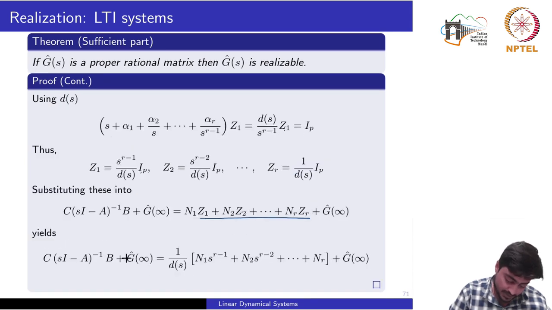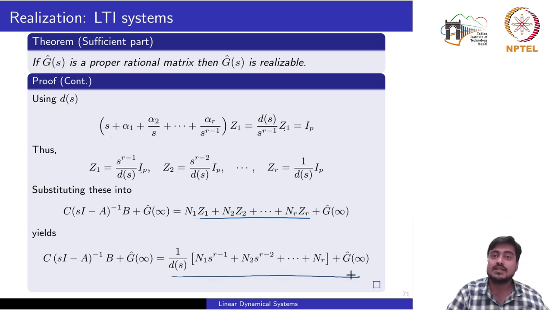So after putting this here, I get the original transfer function of the state space system, meaning to say that the set of equations we have introduced is one of the realizations of the transfer function. Okay, this proves the sufficiency part. So we are now sure that the realization of G hat of s is basically equivalent to saying that G hat of s should be a proper rational matrix. Okay.